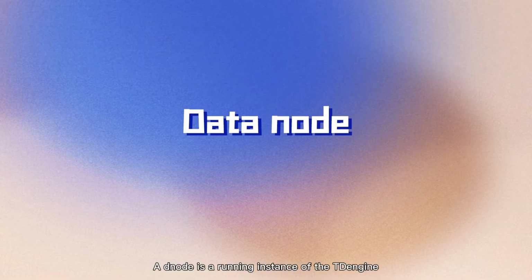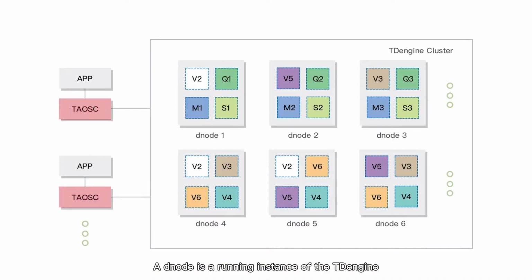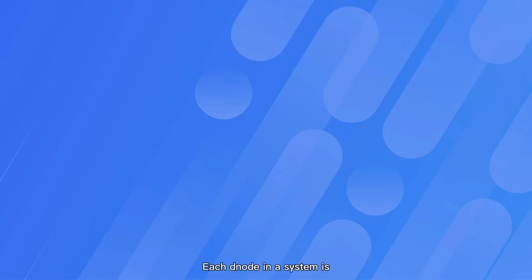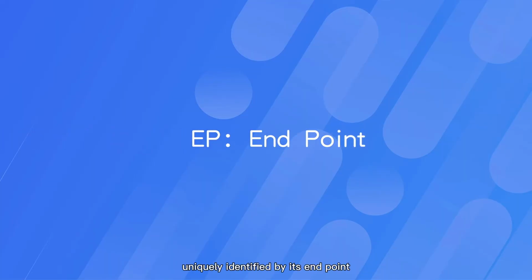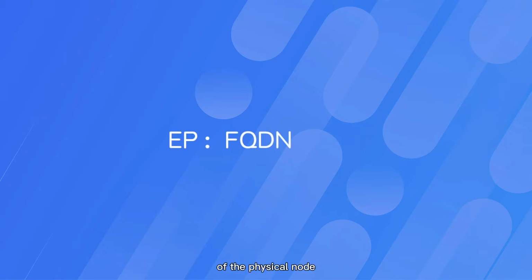Data node. A dnode is a running instance of the TDengine server-side execution code taosd on a physical node. A working system must have at least one data node. Each dnode in the system is uniquely identified by its endpoint. The EP is a combination of the FQDN of the physical node where the dnode is located and the network port number configured by the system. By configuring different ports, a pnode can run multiple instances or have multiple data nodes.